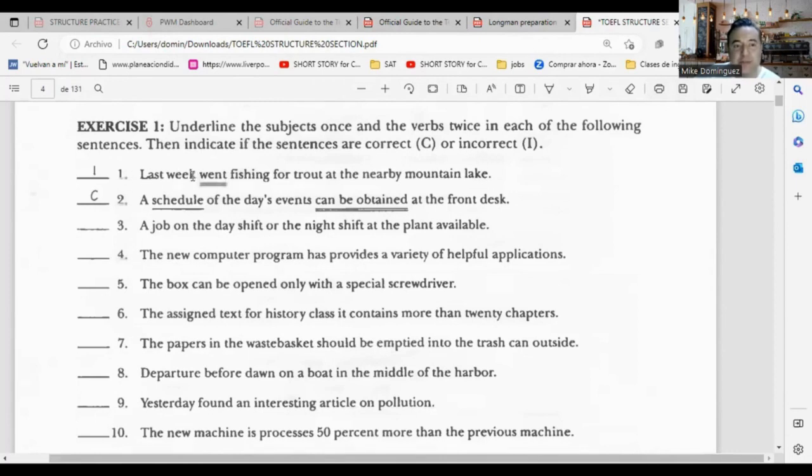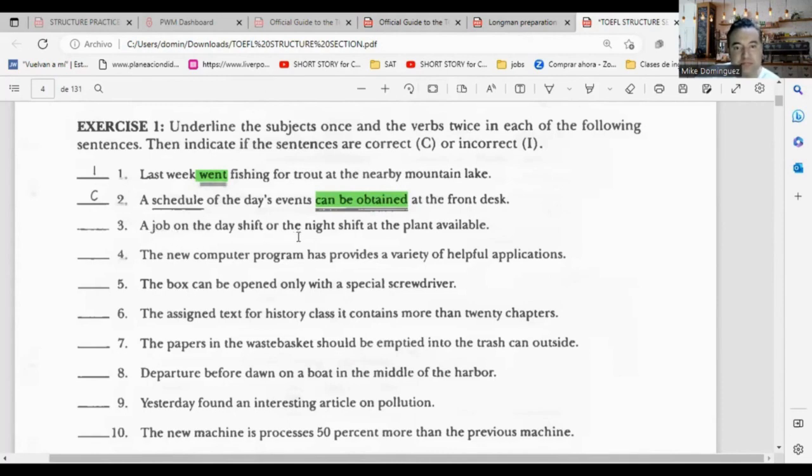For example, in this one I'm going to put the verb in green. Subjects once and verbs twice. I'm going to put all the verbs twice. And then number 3, you want the verb, right? I want just the verb.